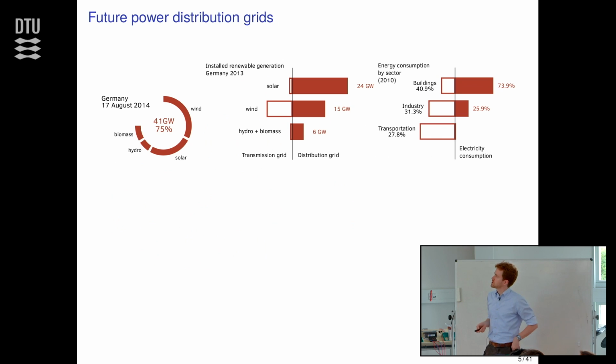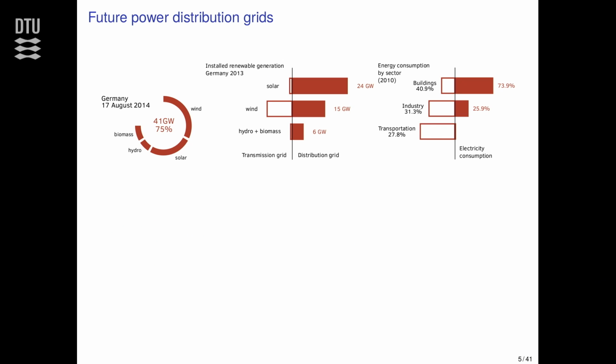And I wanted to include some numbers. Now these are a little bit old. These are from 5 years ago, but this gives an idea of what kind of problem you are going to see in distribution grids. So this is the total power generation in Germany in summer 2014, one specific day.